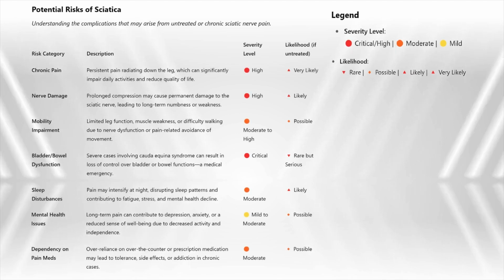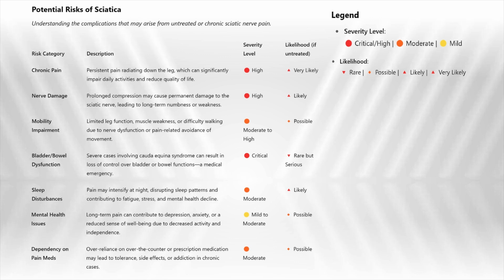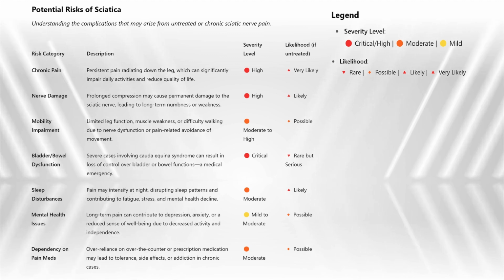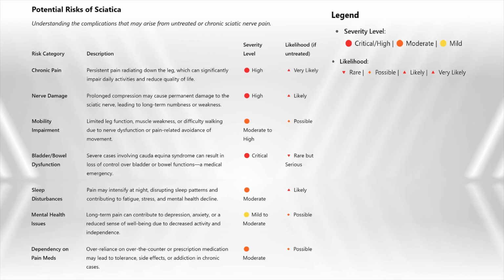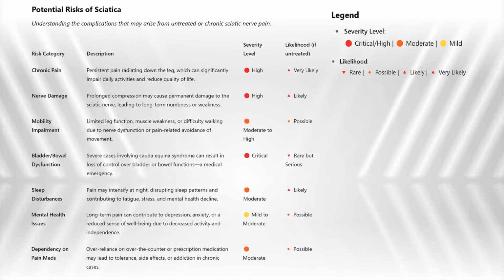Potential risks of sciatica. Understanding the potential complications associated with sciatica, particularly when it is left untreated or becomes chronic, is essential. The risks vary in severity from moderate to high, and this infographic outlines the key categories of concern. It includes descriptions, severity levels, and the likelihood of each risk manifesting if left unmanaged. We begin with the most frequently encountered issue: chronic pain.